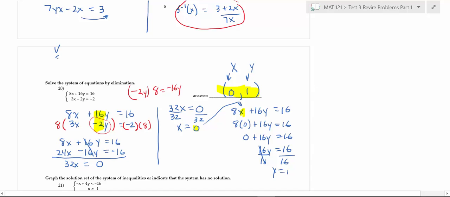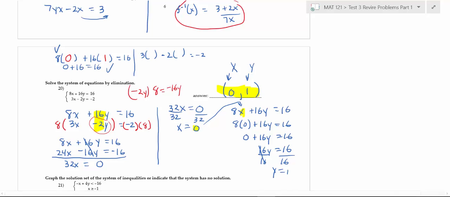So I've got 8x plus 16y equals 16. We're going to check that equation. Then the second equation is 3x minus 2y equals negative 2. X is 0, so plug in that. Y is 1, plug that in, and check it. So this is 0 plus 16 equals 16.